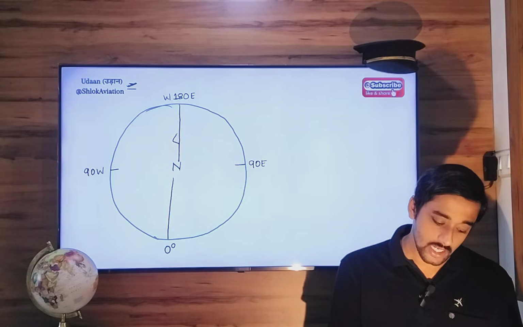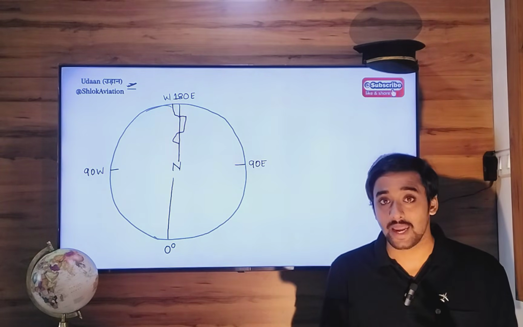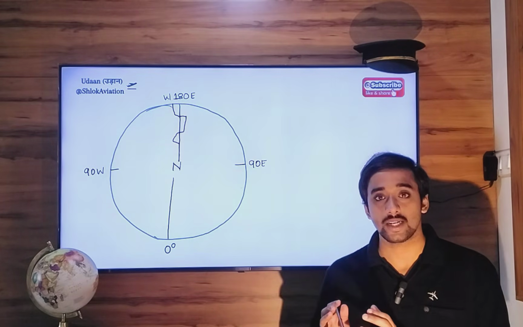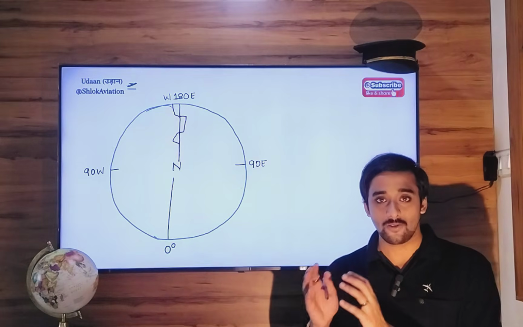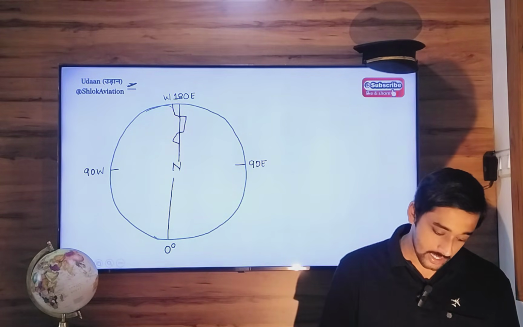So that is your international date line. It's nothing but an adjustment made in order to have all parts of the country fall either to the east of the anti-meridian or the west of the anti-meridian. Okay, so that is an adjustment.